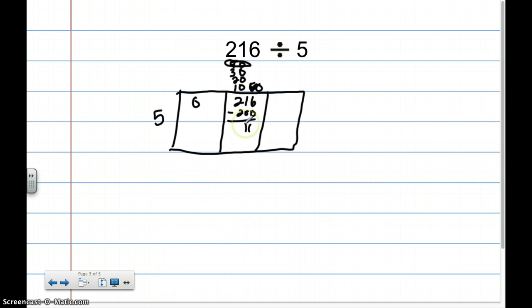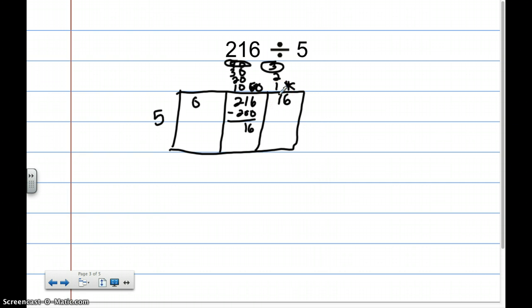And that leaves me with 16. Now I'm going to come over here and say, how many ones do I have? 5 times 1 is 5. 5 times 2 is 10. 5 times 3 is 15. 5 times 4 is 20. So I know I went too high, and I'm going to say 3. So 5 times 3 is 15.